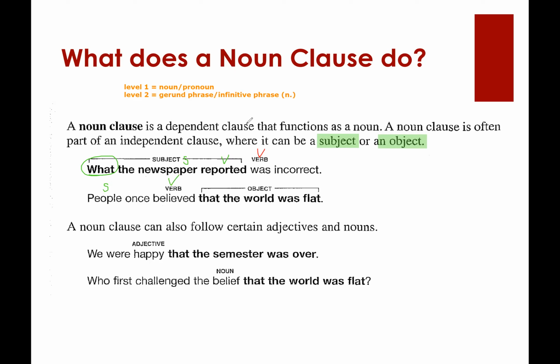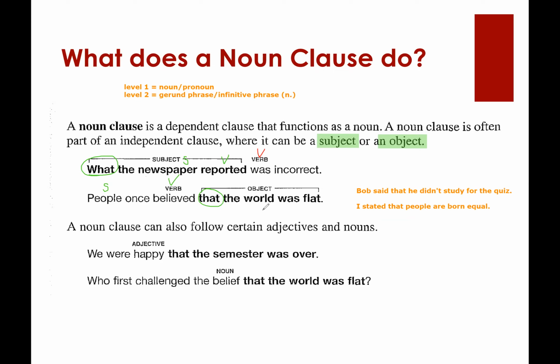So Bob said that he didn't study for the quiz. I stated that people are born equal. Okay. And since it starts with the word that, we call this the that clause as well.